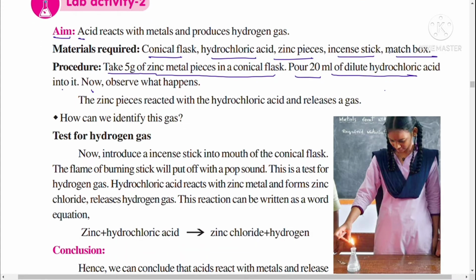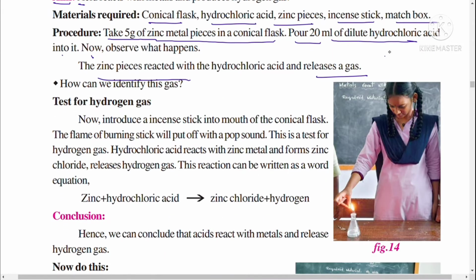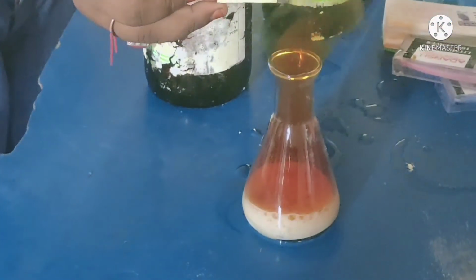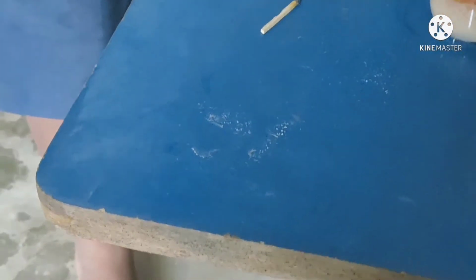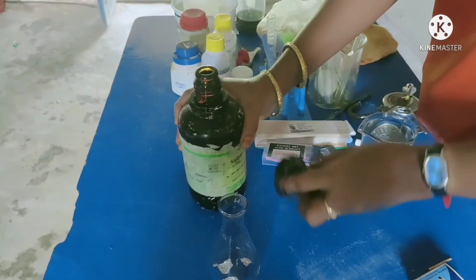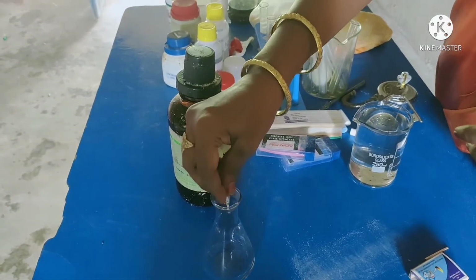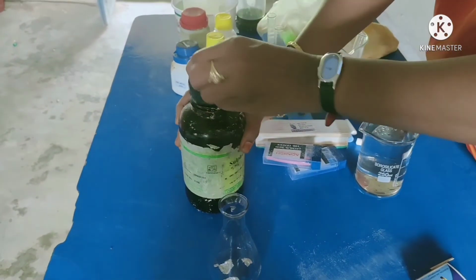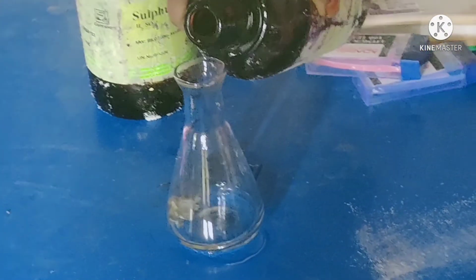The zinc pieces react with the hydrochloric acid and produce hydrogen gas. So how can we identify this gas is hydrogen gas? What are the materials required for this experiment? Conical flask, hydrochloric acid, zinc pieces, incense sticks and matchbox. Take a few zinc metal pieces in the conical flask and add hydrochloric acid to the zinc pieces. The zinc pieces react with the hydrochloric acid and produce hydrogen gas.